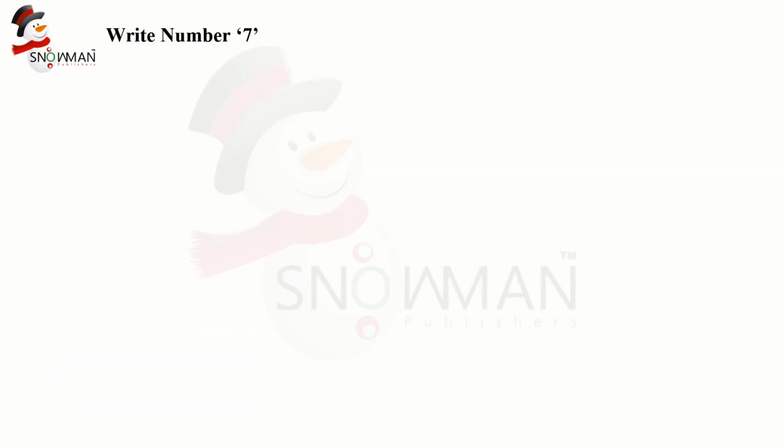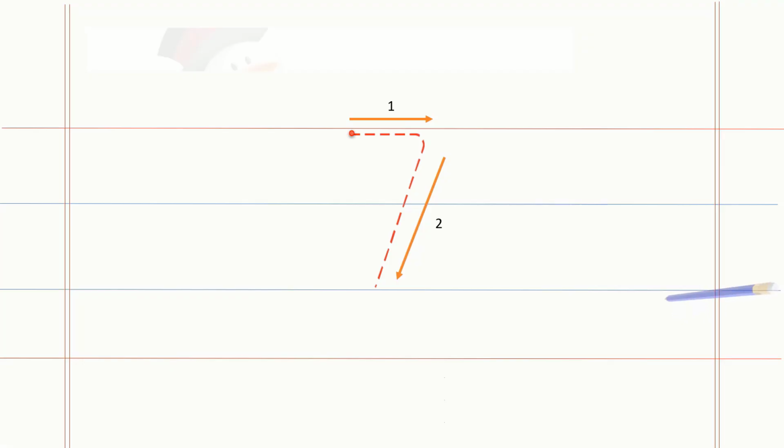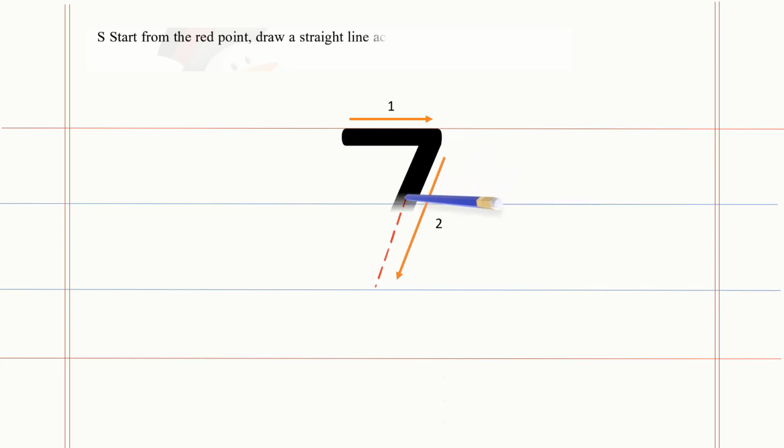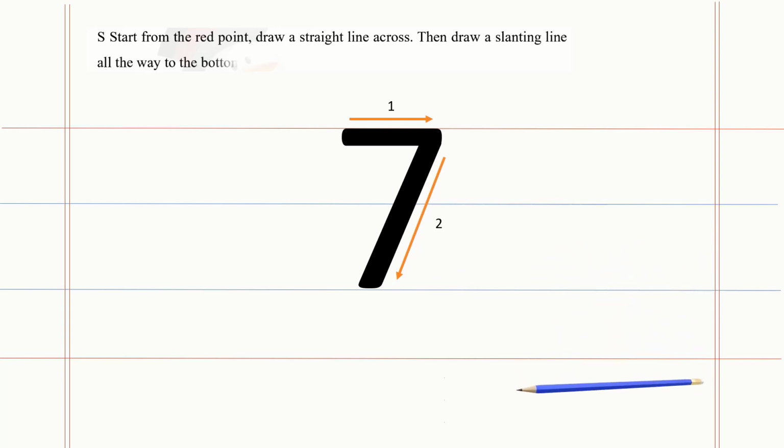Write number 7 on the board and give instructions. Start from the red point. Draw a straight line. Then draw a slanting line all the way to the bottom.